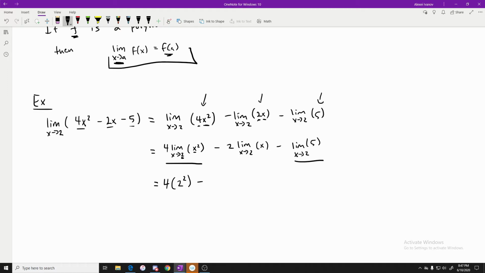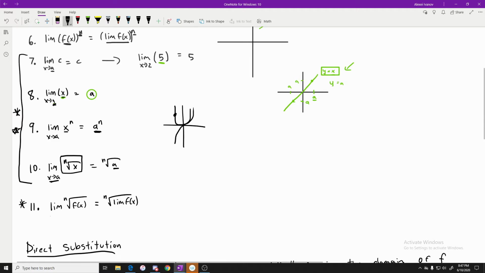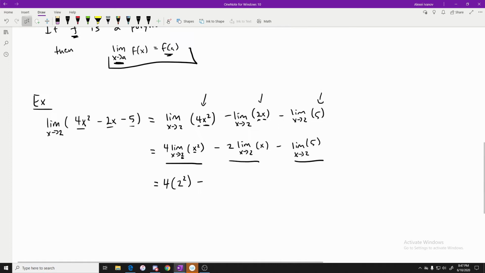Now moving on to the second limit right here, we can see that it's just the limit of just the variable x, and this corresponds with law number 8. So we're going to follow this law and say that this limit of just x is equal to a, meaning that we can just plug a into x, and that is what the limit will evaluate to. So I'm going to do that now.